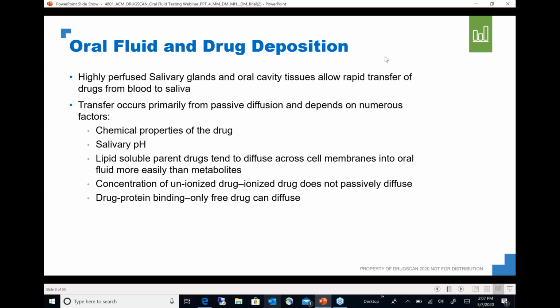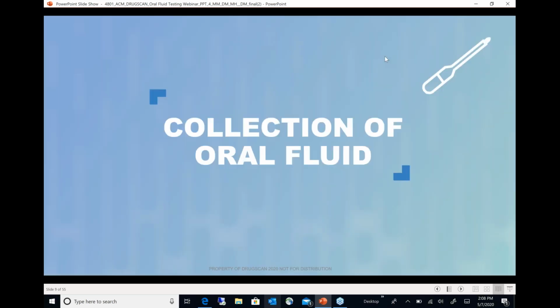Another factor is drug protein binding, because only free drug can diffuse. And as you'll see as we talk about some of the drugs in particular, highly protein-bound drugs will not transfer as easily. Another factor that I don't have listed here is individual differences in protein levels, which will affect the amount of protein binding, and therefore the amount of drug that can cross into the saliva. So there's a lot of factors.